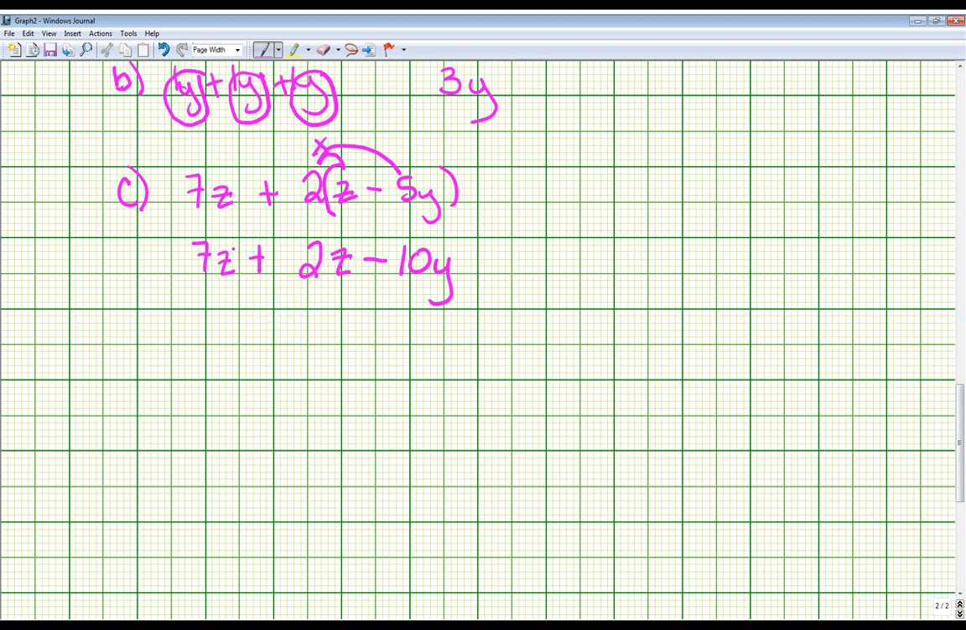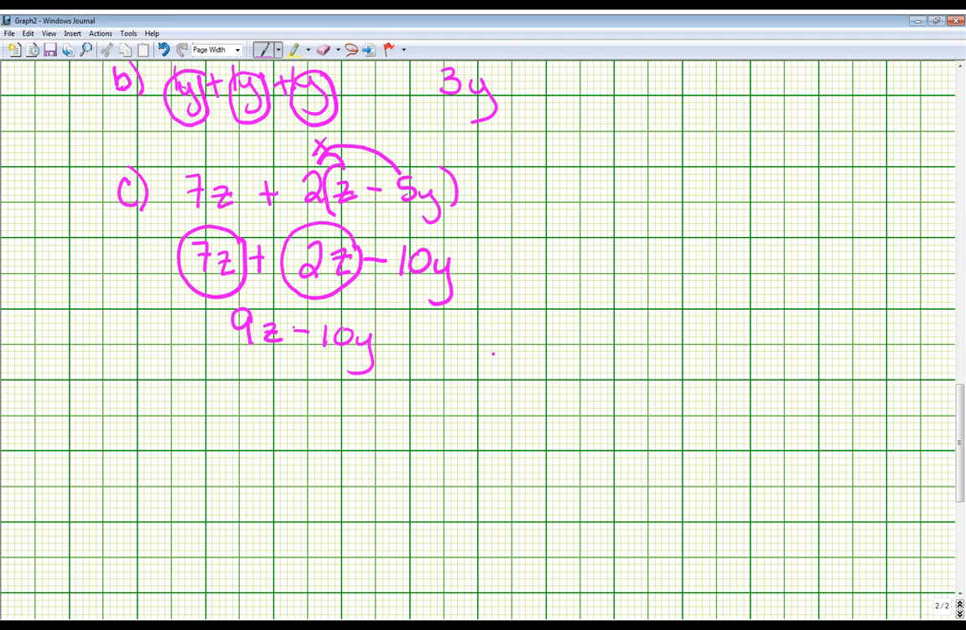Now I can look and find some like terms. So there is 7z's right here, and I see another number with a z on it. So those two are like terms. 10 has a y on it. Even though there's a letter on it, it's not a z. So we cannot circle the 10 y's. It's not going to be a like term. So 7z's plus 2z's would give me 9z. And then I have a minus sign, and I have 10 y's. I can't do anything else because z's and y's are not the same variable. So that is my most simplified version of that expression.